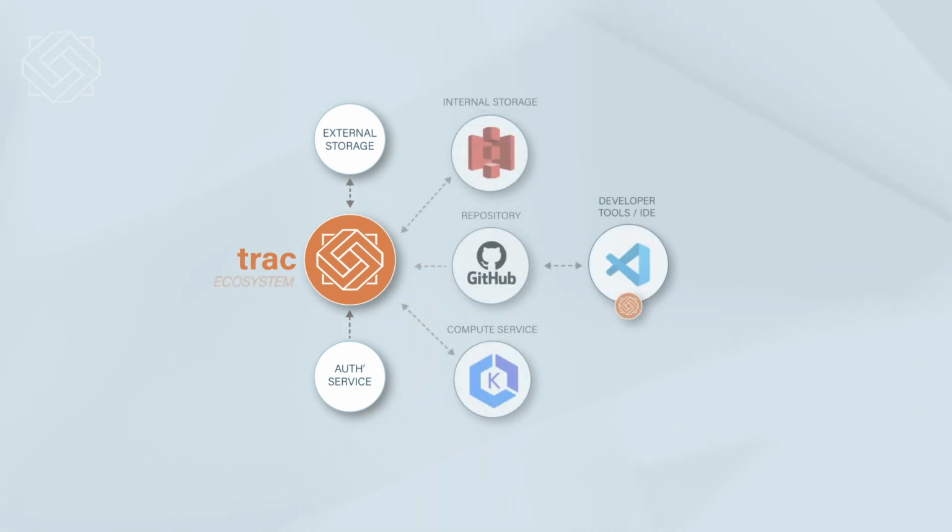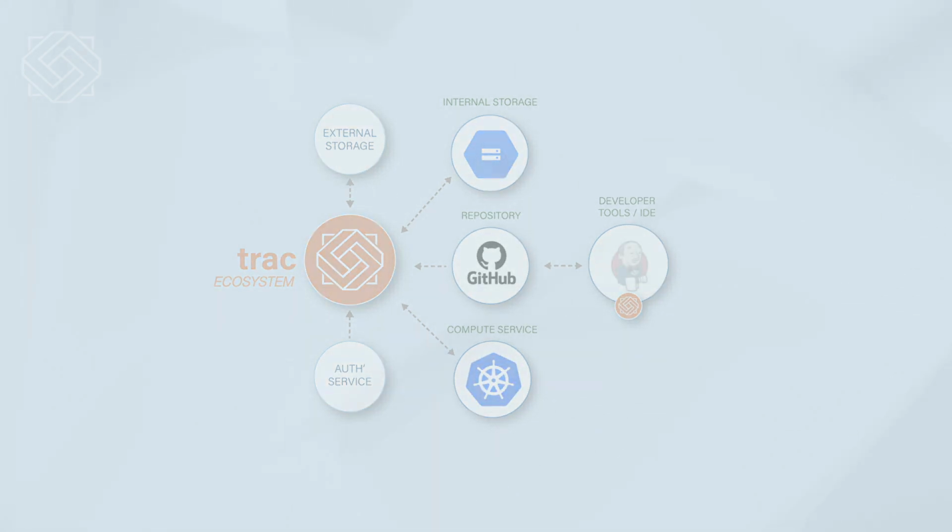All deployments create a version of this ecosystem in which TRAC integrates your data and compute technologies, code repositories, and development tools, providing the framework for process orchestration, versioning, lineage, and fine-grained permissions.